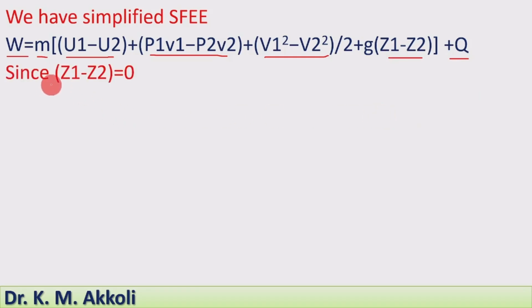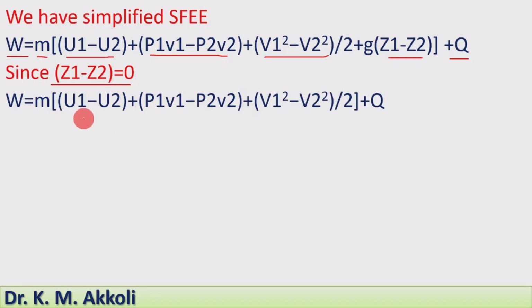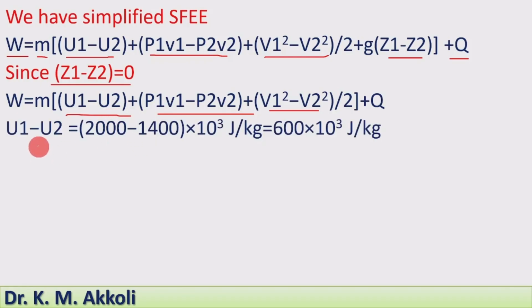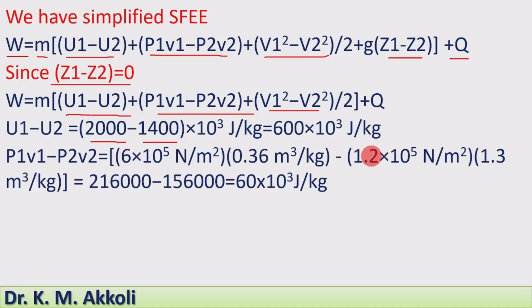Since the change in potential energy is given as 0, we simplify this equation: W is equal to m into change in internal energy, change in flow work, change in kinetic energy, plus Q. Separately these we can calculate and substitute in this equation, or we can substitute here only. Better to substitute calculated values after calculating separately. U1 minus U2, that is the change in internal energy, 2000 minus 1400 into 10 raised to 3, because we take joule per kg, that is equal to 600 into 10 raised to 3 joule per kg.